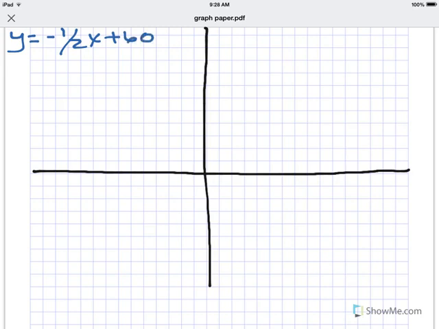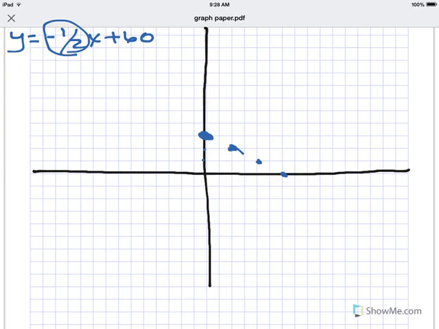So I'm going to go 20, 40, 60. That's my y-intercept. My slope is -1/2, so I'm going to go down 1 and over 2 and draw another point. Down 1 and over 2 and draw another point. Down 1 and over 2 and draw another point. Now, I've got to figure out how to graph the inequality part of this equation.